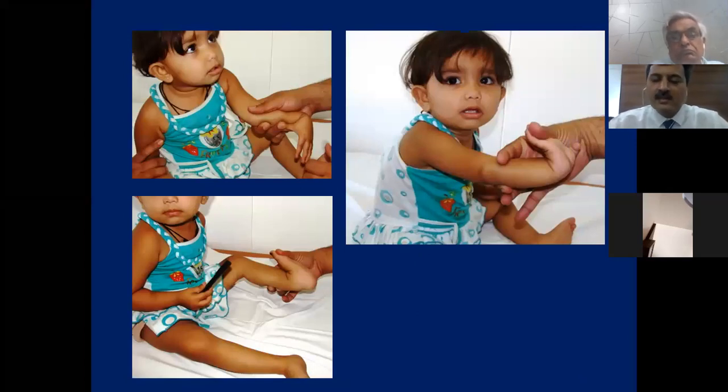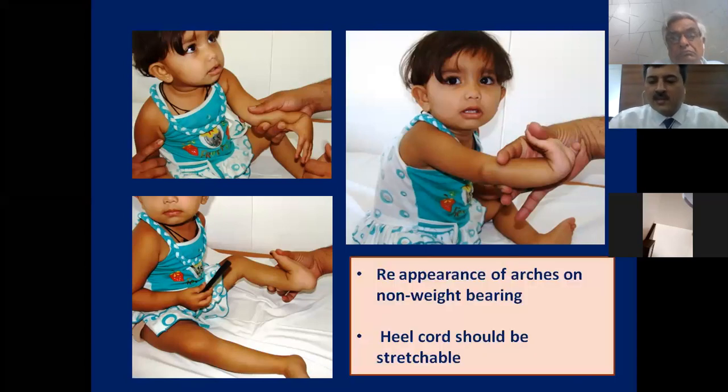You can see the laxity parameters. The thumb is touching the forearm and so on. And these are the two important findings for differentiating a flexible from a rigid flat foot. That is the reappearance of the arch on non-weight bearing in flexible flat feet, and the heel cord is stretchable, as you can see in the bottom left figure. Whenever we see rigid flat feet, we see the tendo-Achilles is always tight. So that is a key clinical examination which will guide you about whether it's rigid or flexible.